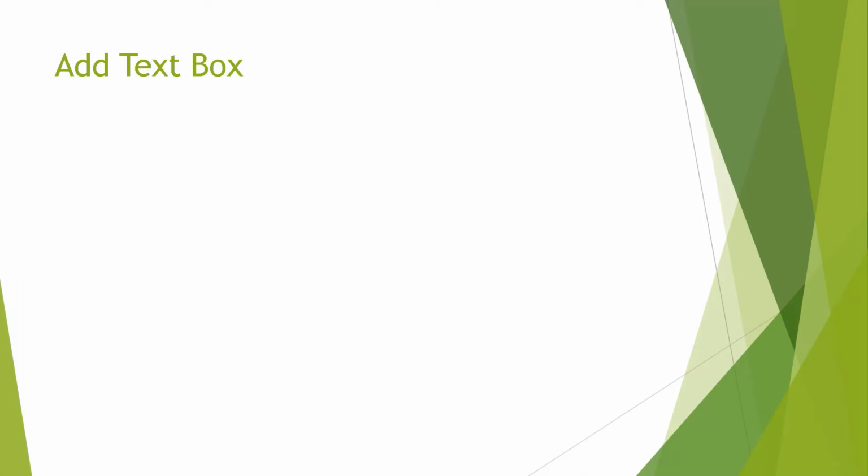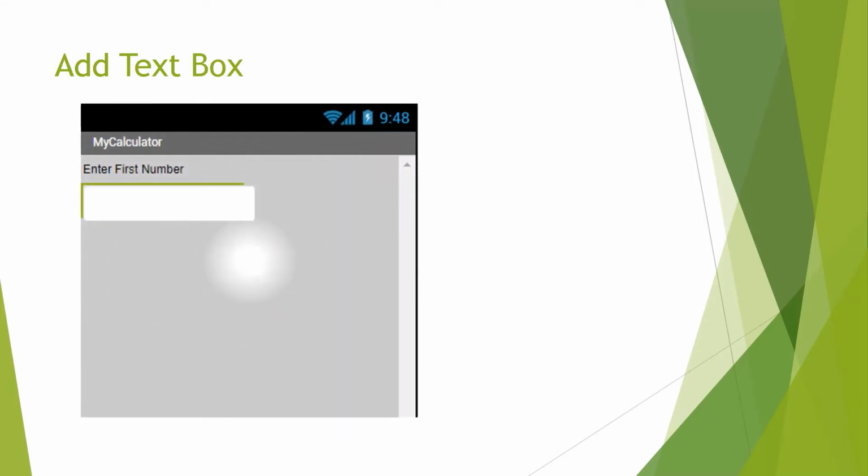Now we will add a text box to our screen, to get first number. From left side palette, select Text box. Drag it into your screen.